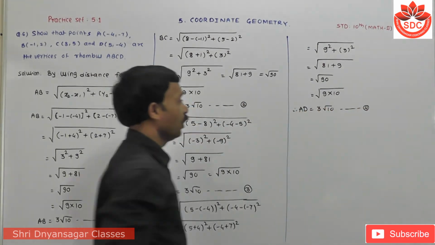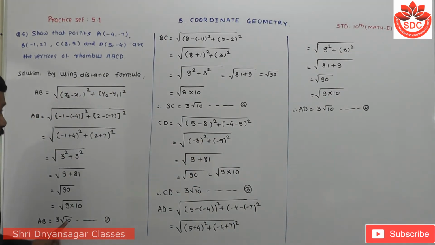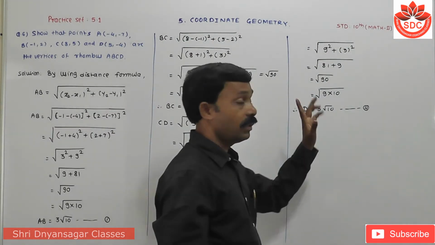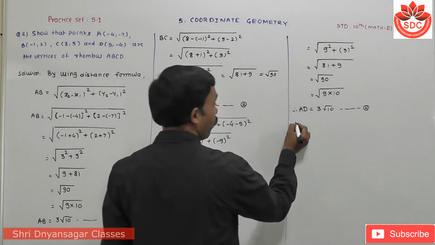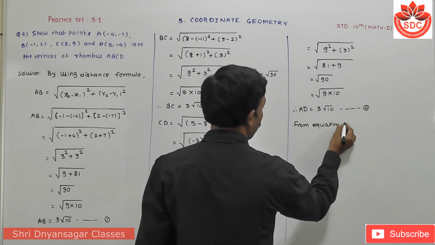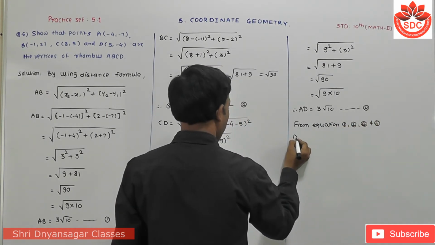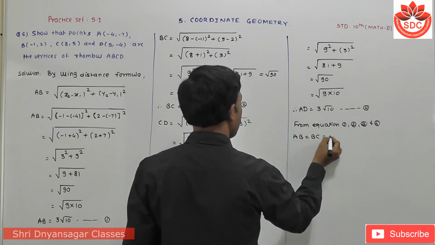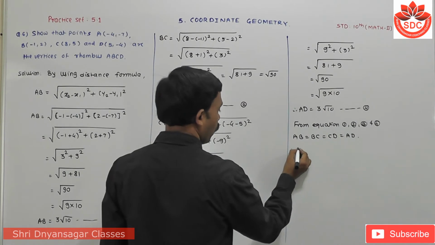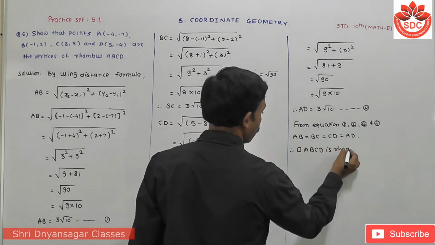Equation number 4. Now when we observe equation first, second, third and fourth: AB is 3 root 10, BC is 3 root 10, CD is also 3 root 10 and AD is also 3 root 10. Therefore, from equations first, second, third and fourth, AB is equal to BC is equal to CD is equal to AD. Therefore quadrilateral ABCD is a rhombus.